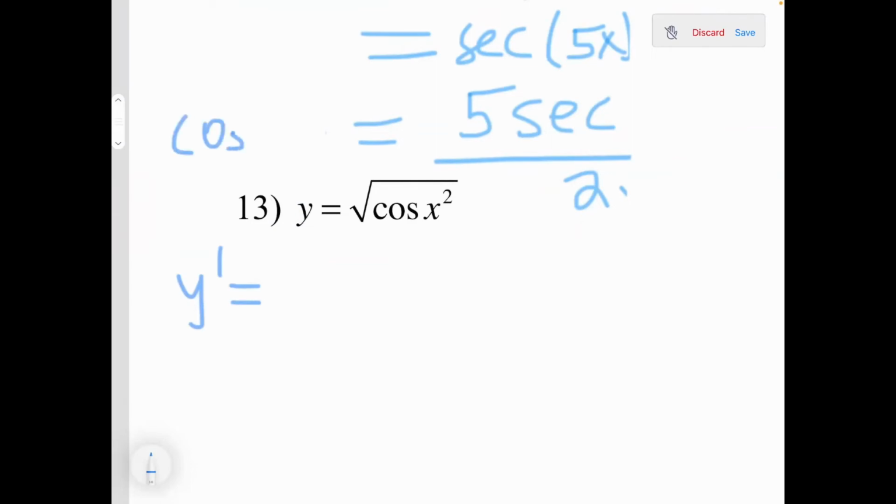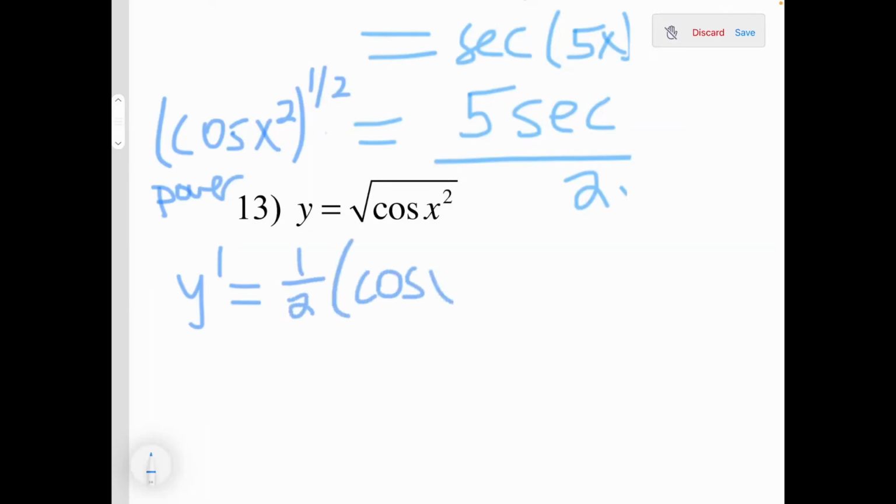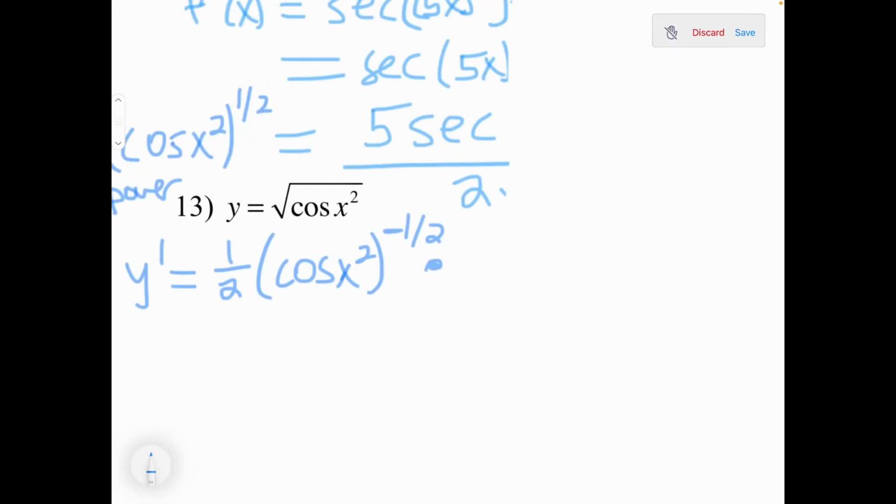This would be cosine x squared, the entire thing raised to the 1/2 power. So this would actually be power rule. We're going to multiply the 1/2 in front, so we get 1/2. We're going to leave the inside completely alone. Not going to do anything to that. We're going to subtract 1 from the exponent. That'd be negative 1/2. We're going to multiply this by the derivative of this cosine x squared piece, which would be negative sine x squared.